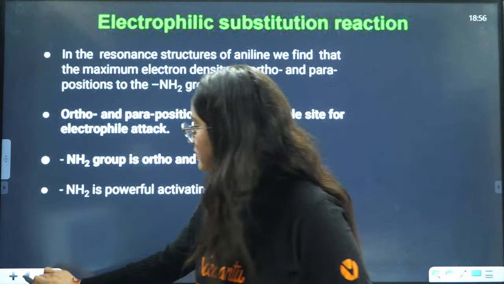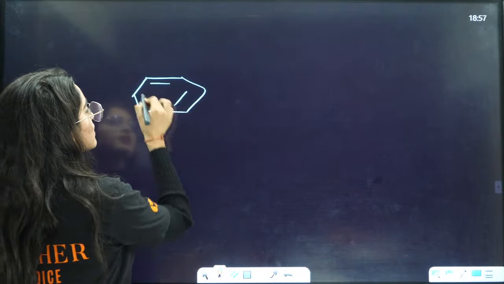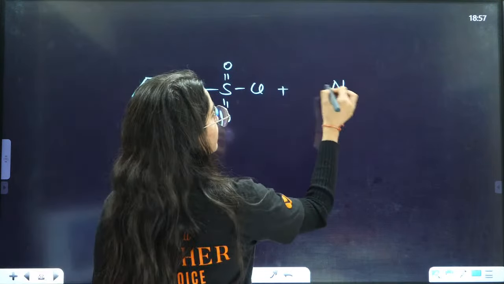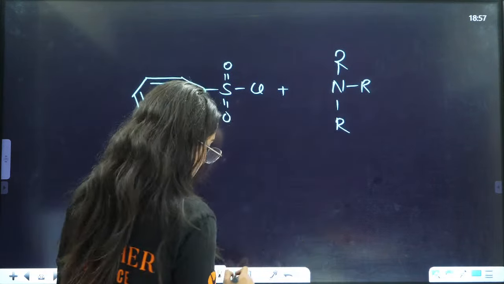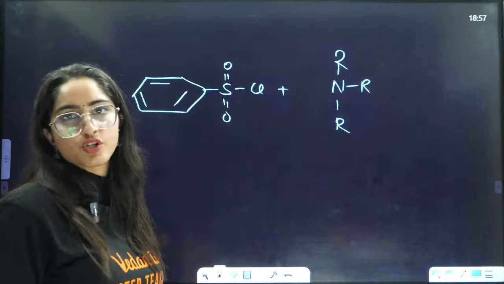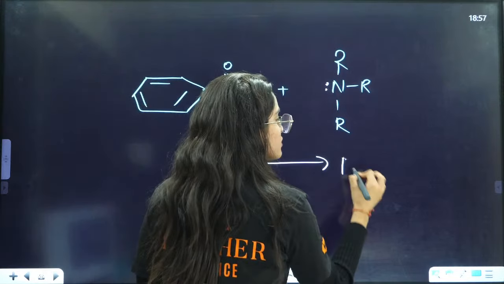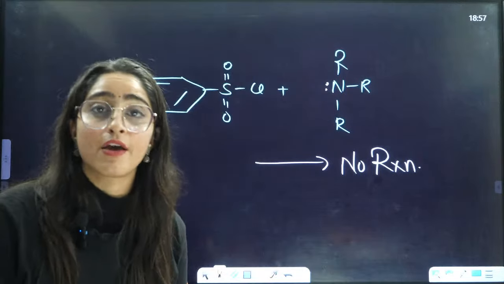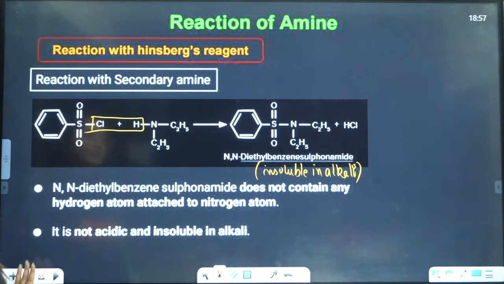Third is tertiary. They have not shown it here. Let me draw tertiary also, because tertiary definitely will not react. The reason is, you have N, this is R, this is also R, this is also R. Now I told you the first step is the elimination of hydrogen. There is no hydrogen over here. That is why in this case there is no reaction. If there is no reaction with the Hinsberg reagent, we can say definitely it is a tertiary amine, right?